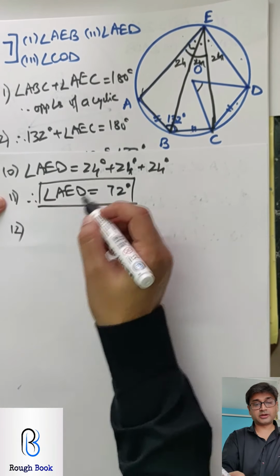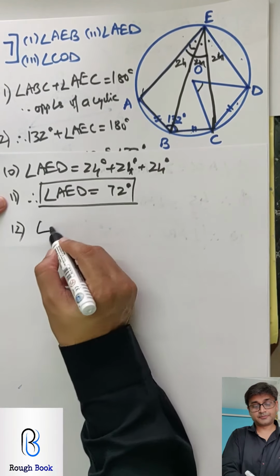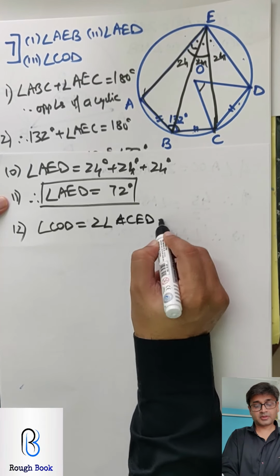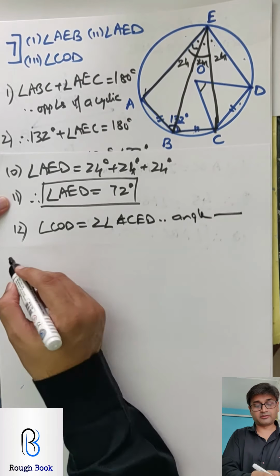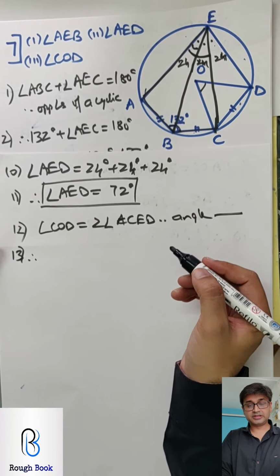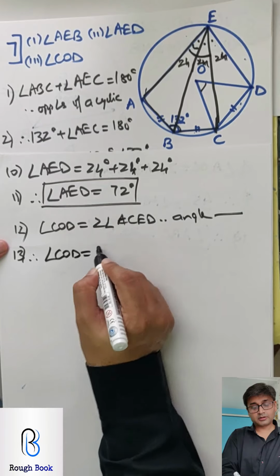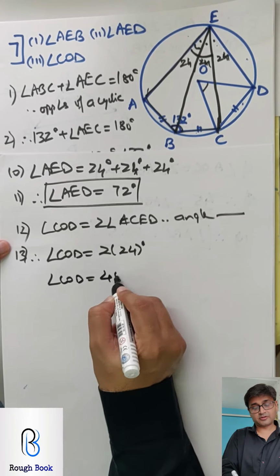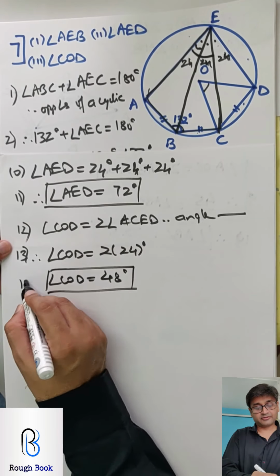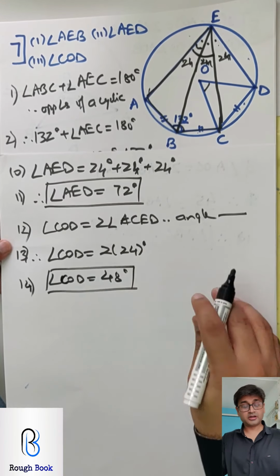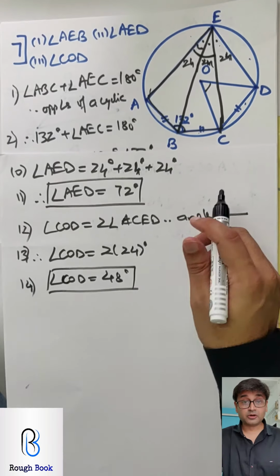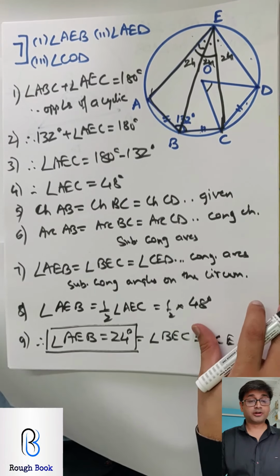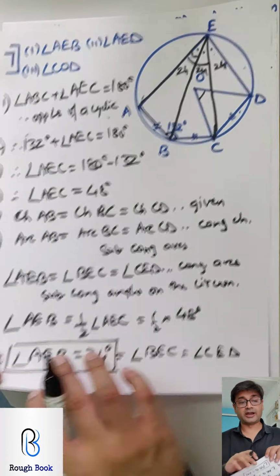And now for the last one, COD, which is at the center. So COD is double of CED. Again, angle at the center, whatever, write the entire statement. So COD is double of 24. So finally COD becomes 48 degrees. And we get our last part. Got it? Interesting, isn't it? Very good question from prelim point of view. You must look at these sums well, try them well so that you can get a good hand on it.